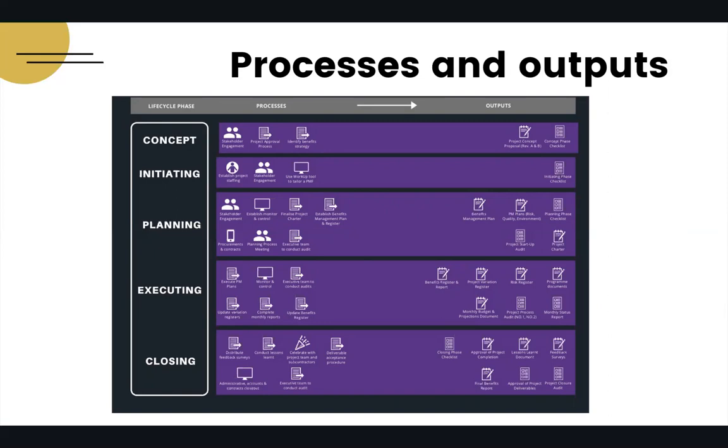If there are no benefits, then what's the point of doing this project? It will just be a waste of time and money. So that's why identifying the benefits is really, really important for nonprofit organizations.